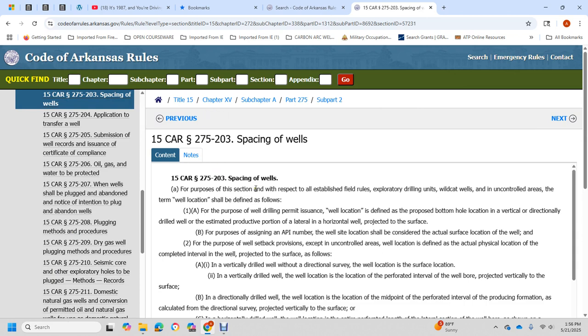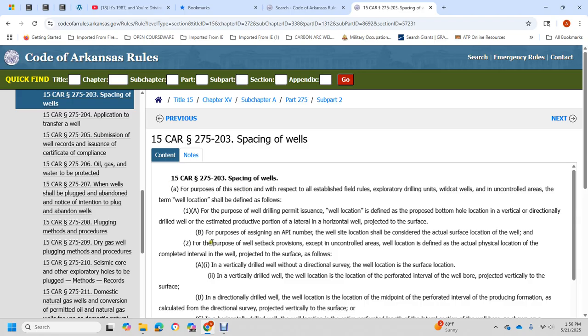Purpose of this section with respect to the rules: exploratory drilling is a wildcat well within the uncontrolled area. The well location should be defined with the purpose of the well drilling, with the probe of the bottom hole of the location in a vertical or directional drill of the well, the estimated productive portion of the lateral horizontal well projections, for the purpose of design with the American Petroleum Institute number of the well site, with the location considered as the actual surface location of the well.